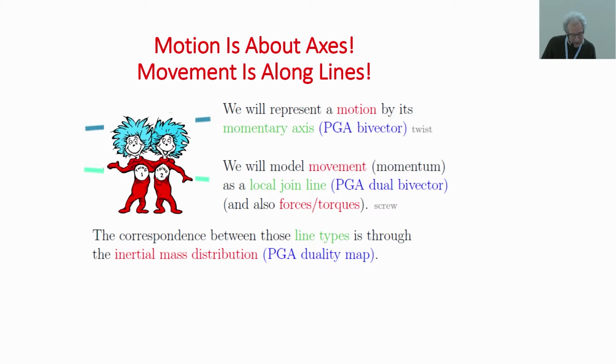Oh, this animation doesn't work now. So we're going to represent a motion by a momentary axis. We're going to expand movement, a thing that is moving, by a local joint line. And the correspondence between the two is going to be the inertial mass distribution. Maybe this doesn't mean much to you, and it just looks like I'm saying thing 1 and thing 2 without giving too many details. That's what we're going to do.